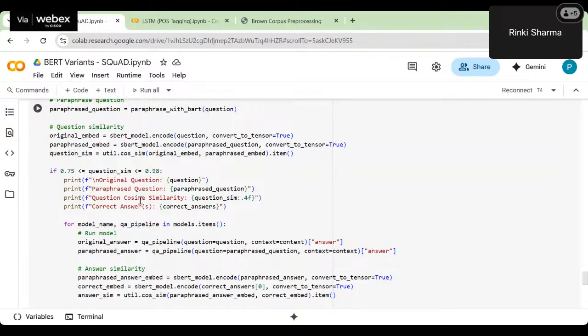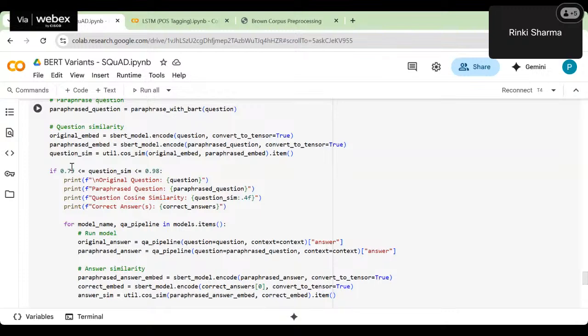So here we print all the original question, the paraphrase question, and the cosine similarity between the original question and the paraphrase question. If the cosine similarity falls in our defined threshold range, then only this process is executed, and the correct answer is also predicted.